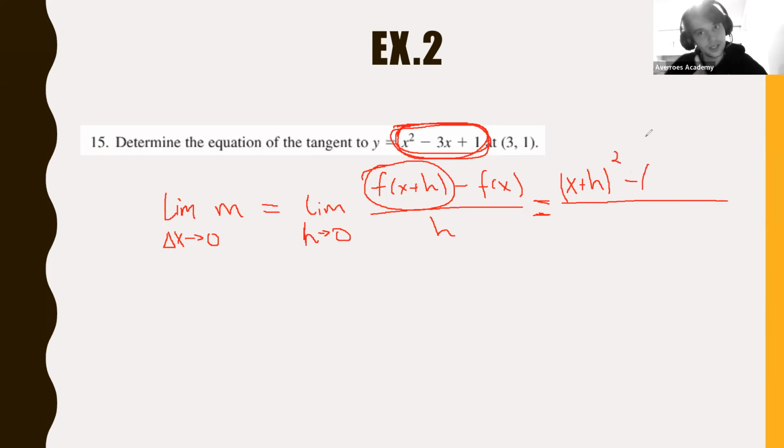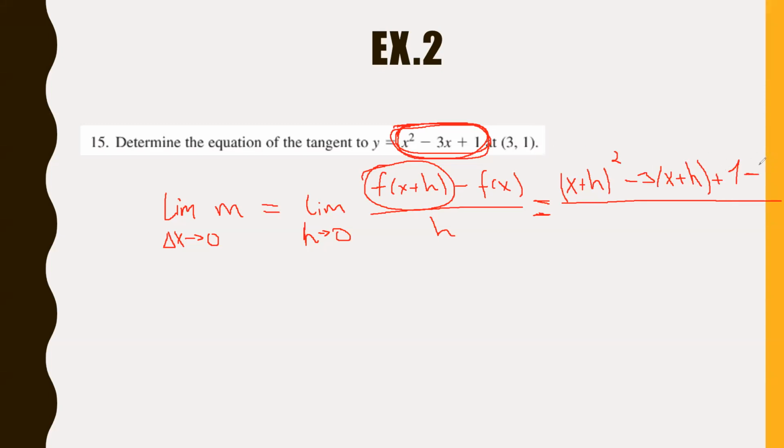Minus 3xh. Oh yeah, right here, right? Because plus 1, and then minus fx. Minus fx. And we already know the value of fx. And what is it? 3. No, sorry, it is 1. Yes, exactly. Perfect. Don't be sorry. We're okay.